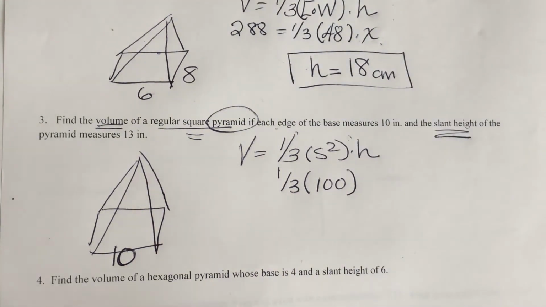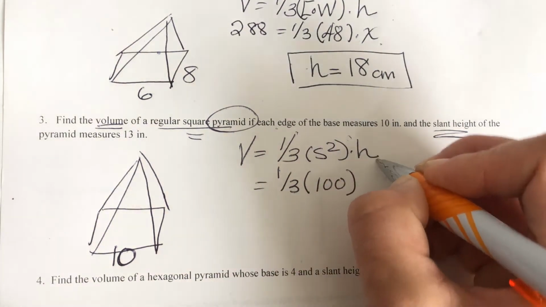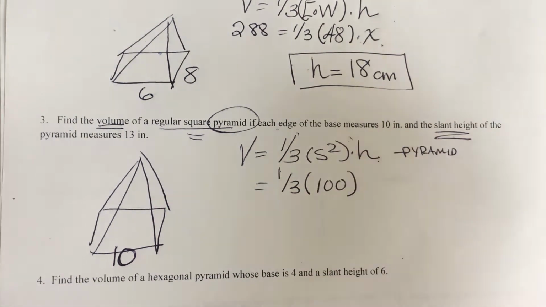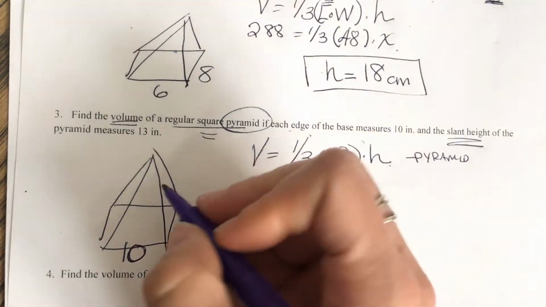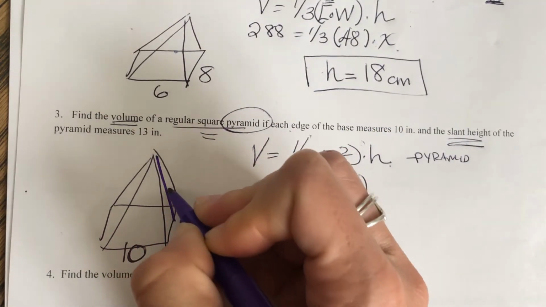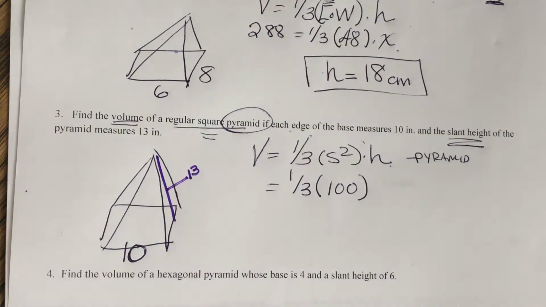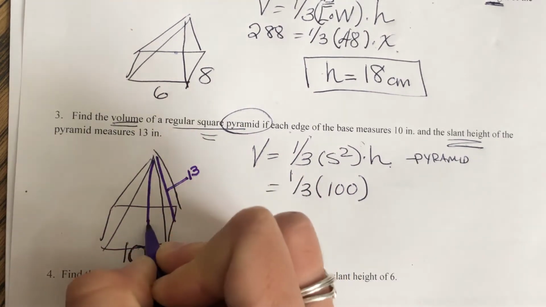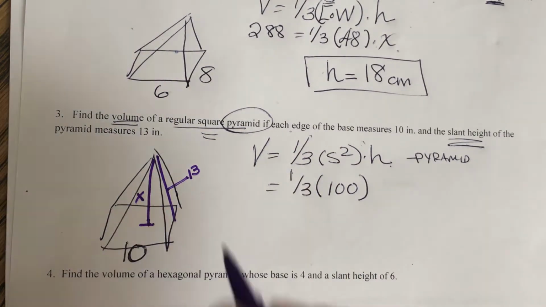Slant height. This is the height of the pyramid, and they gave me slant height. They're telling me the slant height is 13. If you remember, I told you that in years past when people took the exams, the hardest thing was understanding the different language. So that is not the height of the pyramid. We have to find the height. This is our height. Well, we know how to do that.